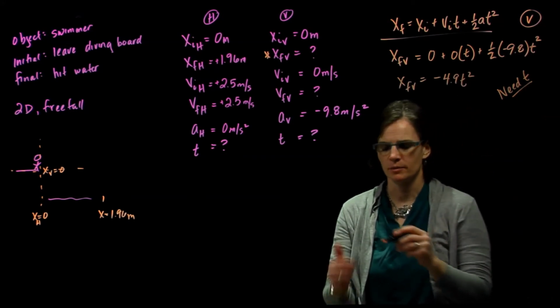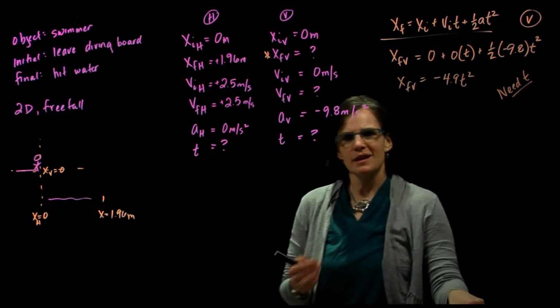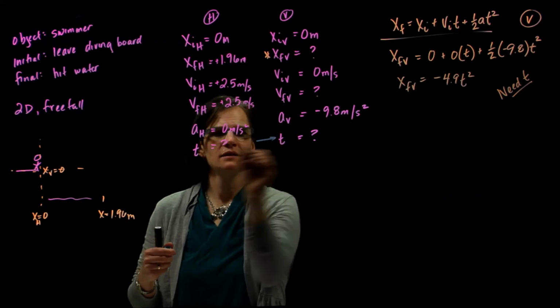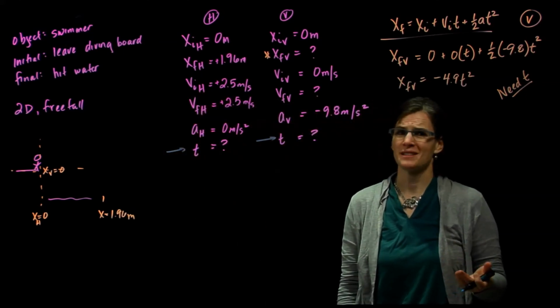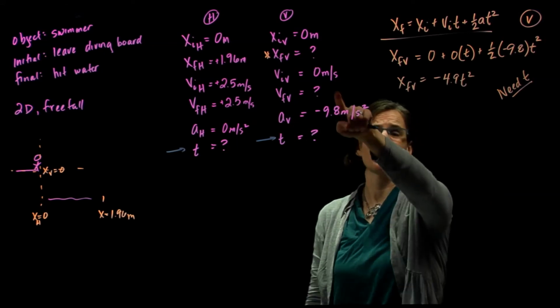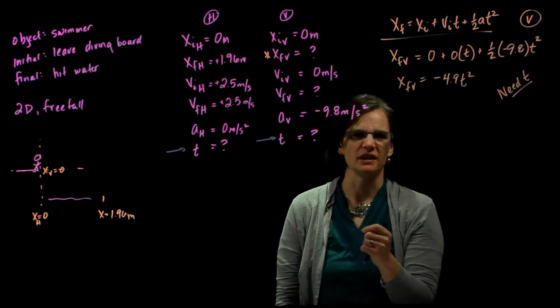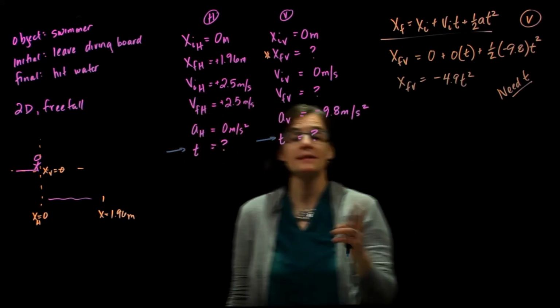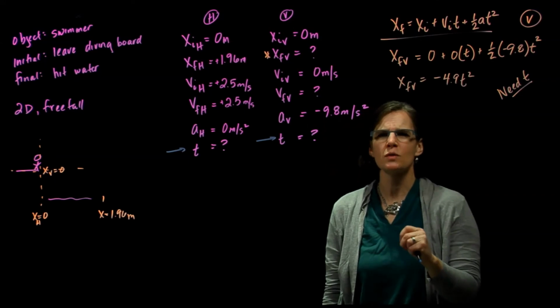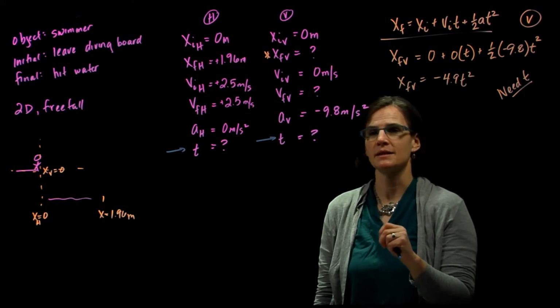Time becomes a variable of interest. So now I'm interested in getting my time. Well, the vertical list isn't going to help me. If I use my other equation that has time, I don't have V final. So that's not going to work. So I need to utilize horizontal information. It's the same time, so we can use the horizontal motion to help give us some insights.